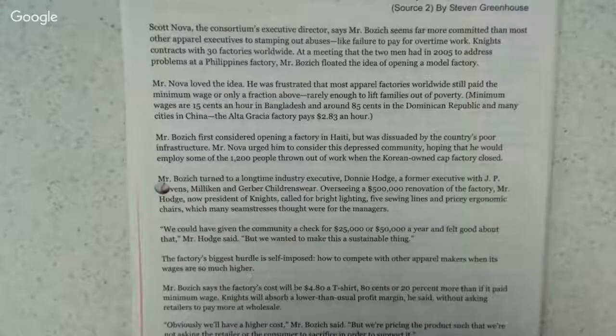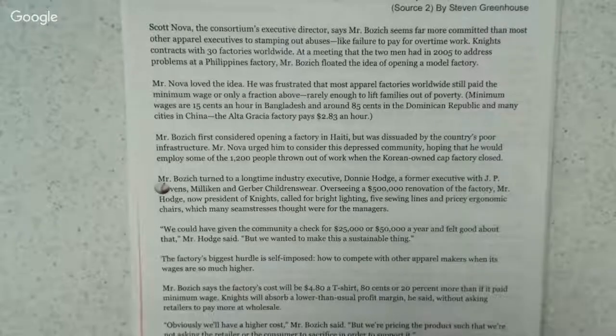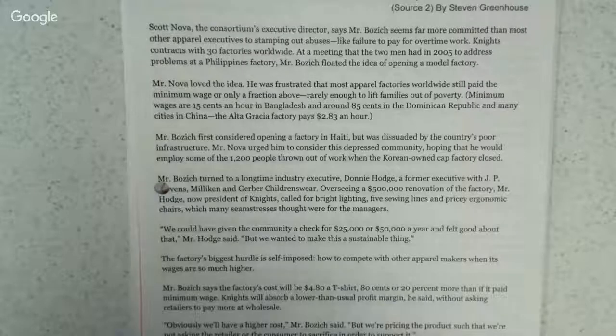Scott Nova, the consortium's executive director, says Mr. Bozich seems far more committed than most other apparel executives to stamping out abuses, like failure to pay for overtime work. Knights contracts with 30 factories worldwide. At a meeting that the two men had in 2005 to address problems at a Philippines factory, Mr. Bozich floated the idea of opening a model factory.